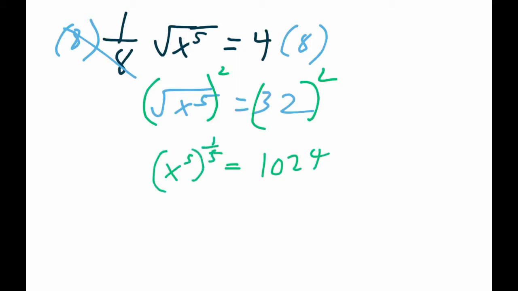Now you can take both sides to the 1/5 power or to the 5th root. 1/5 power is probably easier to do in your calculator as long as you make sure your 1/5 is in parentheses. And when we do this, we find out that x is equal to 4.